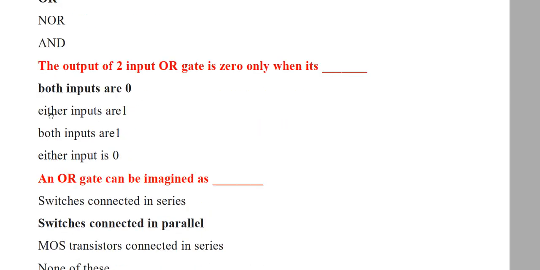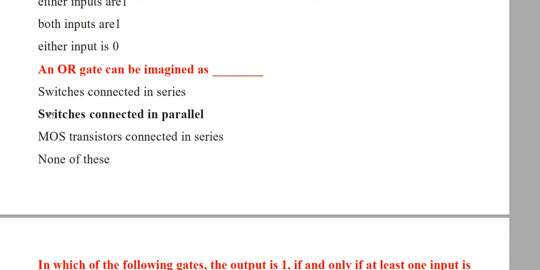The output of a 2 input OR gate is 0 only when both the inputs are 0, because OR gate means plus symbol. Its output equation is given by the plus symbol. So for a 2 input OR gate, the output is 0 if both the inputs are 0. So 0 plus 0 is 0, otherwise the output is 1.